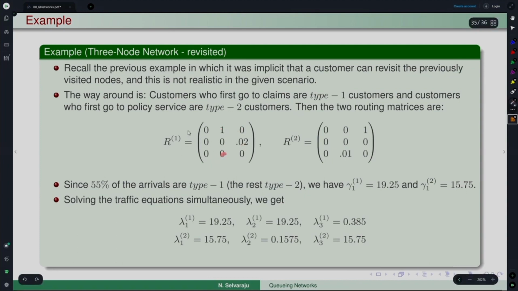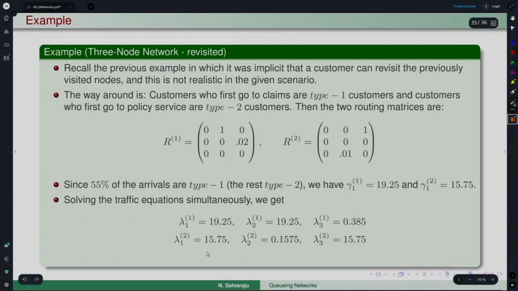Now, what we have happening here: they will go here and from there they will go here and then they will exit. From here they will go to service, and from service they will go to claims, and then they will be departing. Since 55% of the arrivals are type 1, out of 35, 55% is this much, the type 1 arrivals, and this much are type 2 arrivals. So you have computed for each class the external arrival rates at the first node. In the other nodes there is no arrival. So you have these equations.